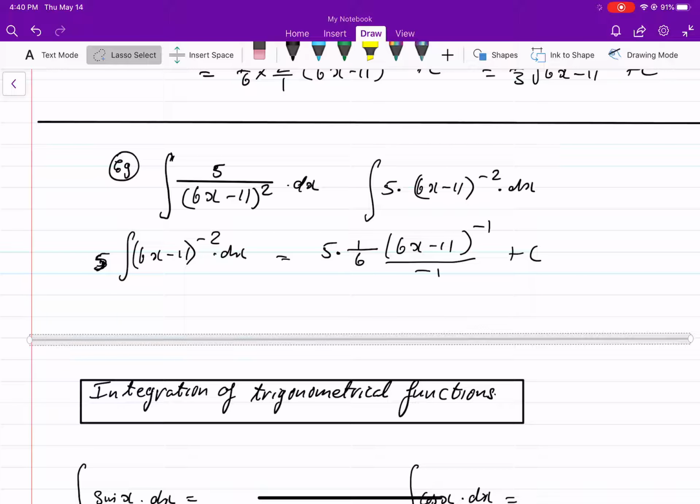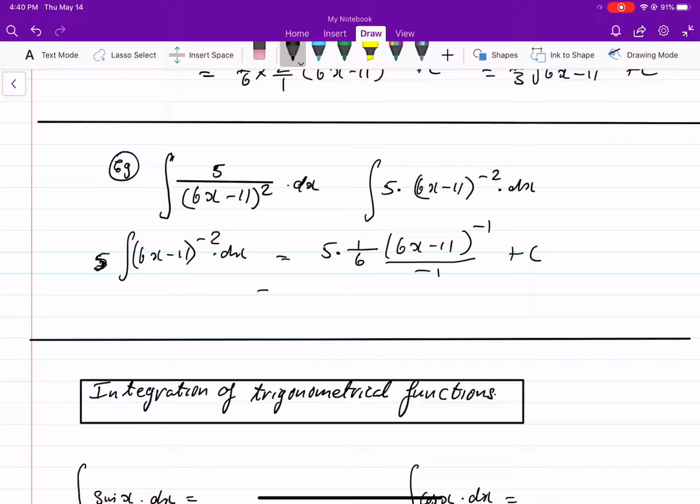And the 5 times the 1, 6 times the minus 1 would give me minus 5. Minus 5 upon 6 times 6x minus 11 to the power positive 1 plus c. Understand that? The 5 stays on top. The 6 is already in the bottom in my denominator.